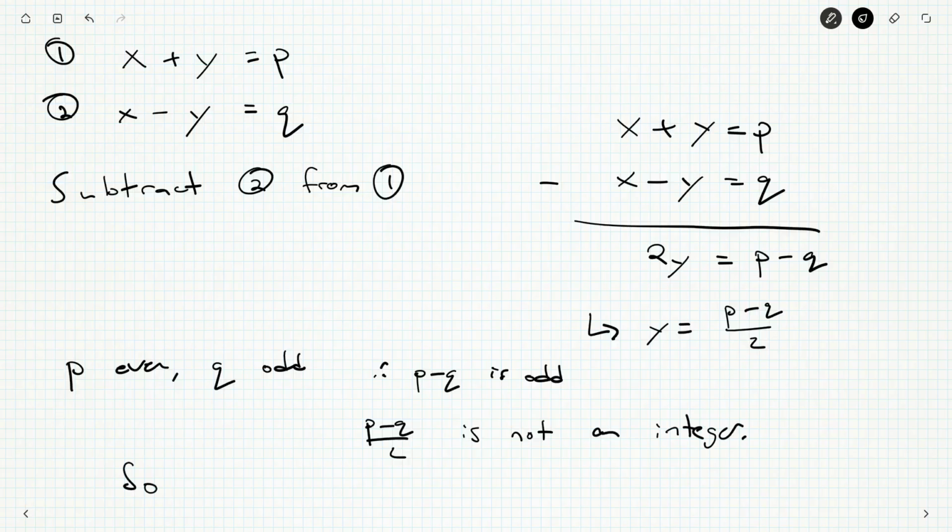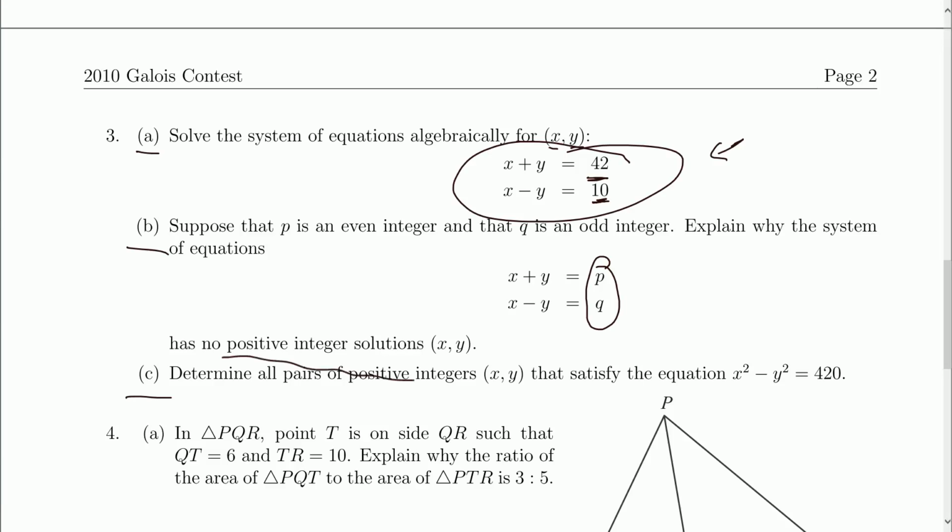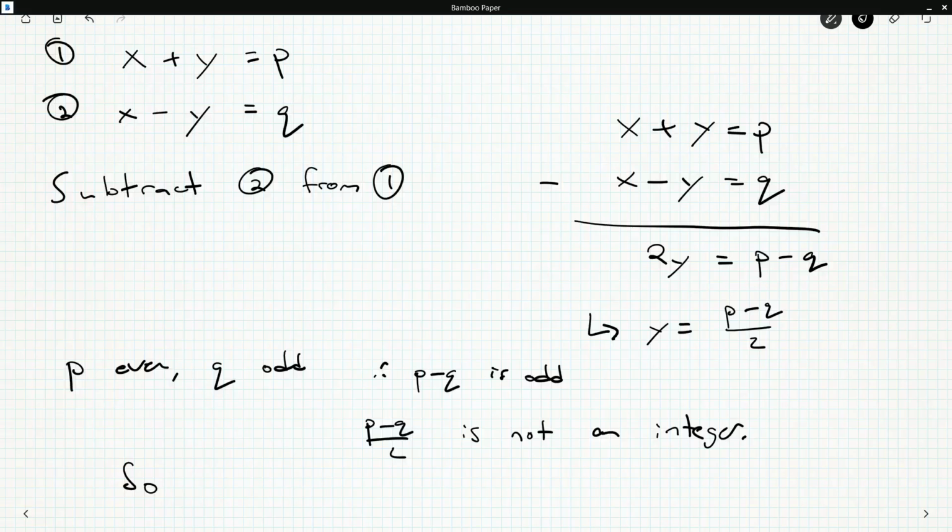Now, they wanted me to show you just can't have pairs of positive integers, or did they want to show that both x and y can't be? No, just no positive integer solutions.